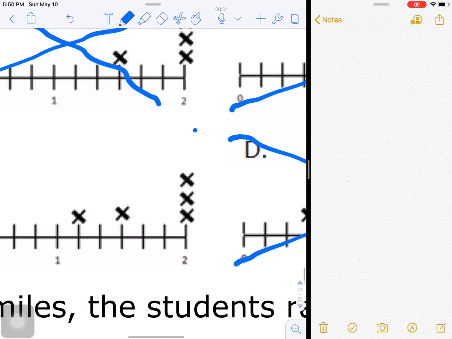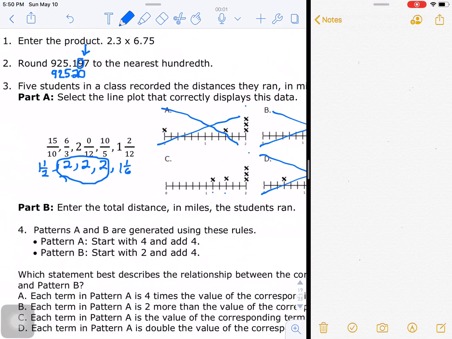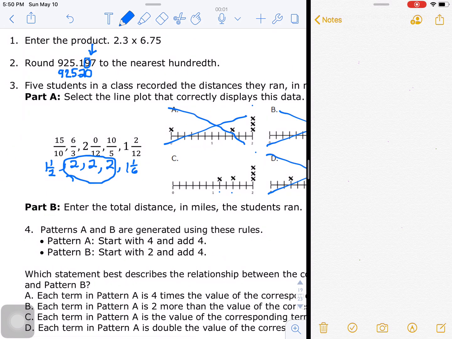That's the only one, but we just want to confirm this is 1 1/6. This is 2/6, and this is 1 3/6, which is equivalent to 1 1/2. So C is the correct line plot. Now we're told to enter the total distance in miles the students ran.